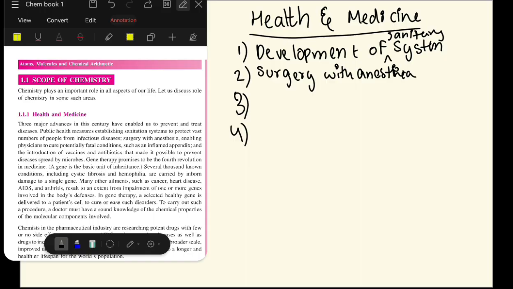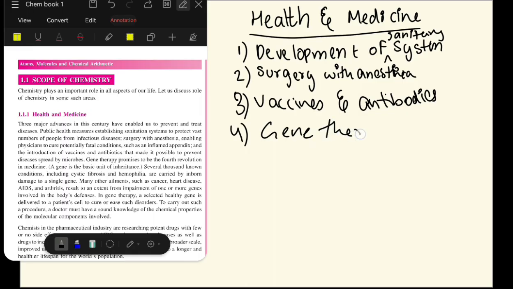Then we have vaccines and antibodies. Vaccines and antibodies helped to prevent diseases caused by microbes. It also helped in many different ways. And finally, we have gene therapy. Gene therapy, which is also considered as the 4th revolution of medicine.